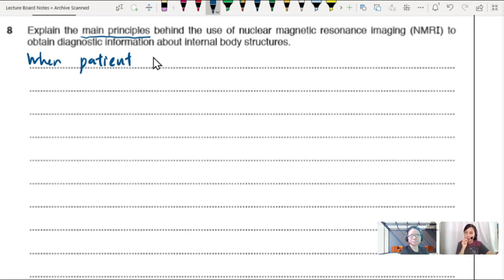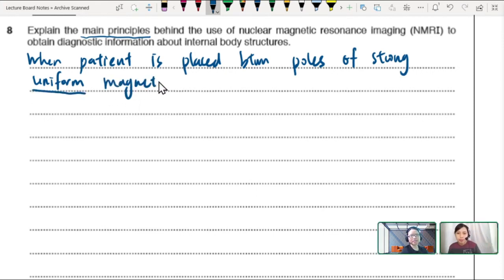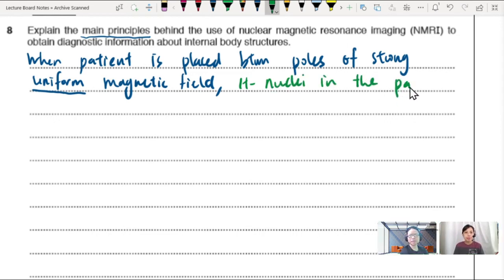And the patient is placed between the poles. Okay, the first field is the strong, the main one. What is the important word? Uniform magnetic field. What happens to the nuclei in the patient? The hydrogen nuclei precess, align. That's your keyword right there. Yes, need to make sure you hit the keyword.